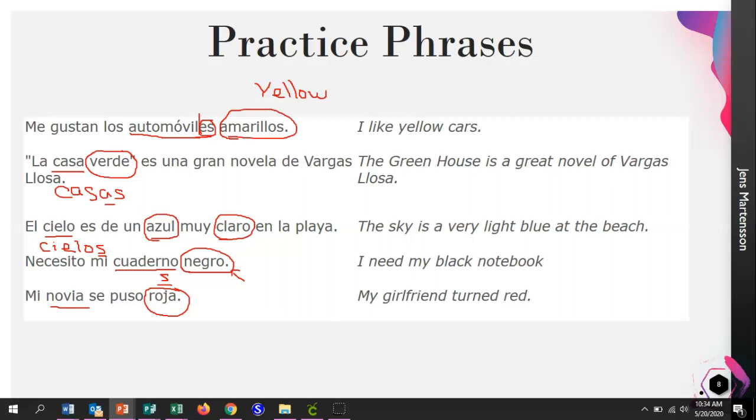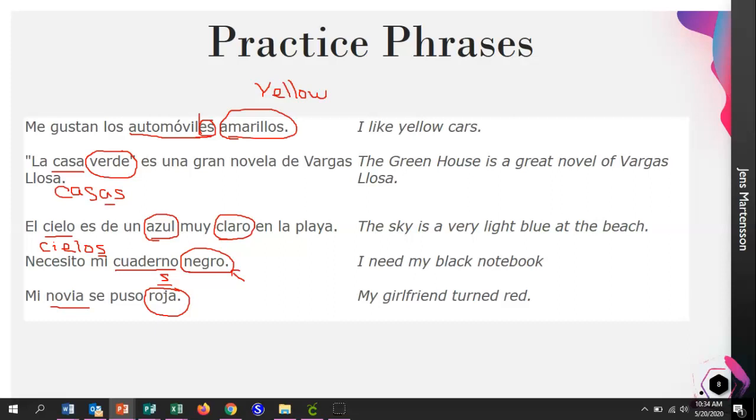Okay? All right, the next one reads, necesito mi cuaderno negro, which reads, I need my black notebook. We're going to identify our noun, which is cuaderno. It's singular. So then negro is also singular. To make it plural, of course, we'd add an S to both.